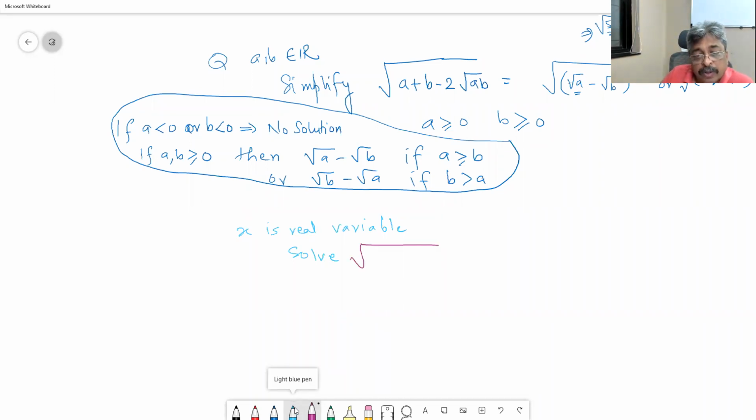Root of, or radical of, x square plus 6x plus 9.